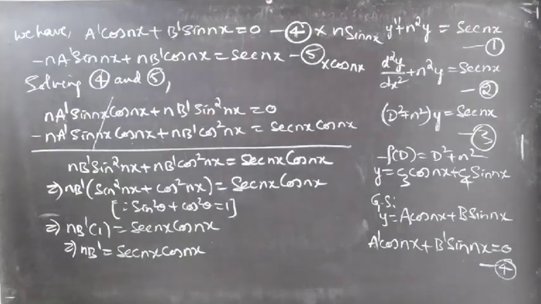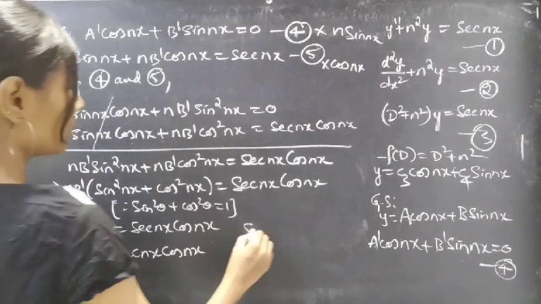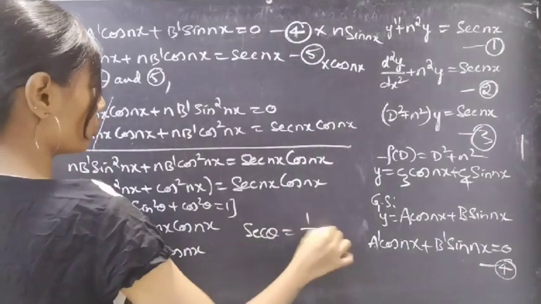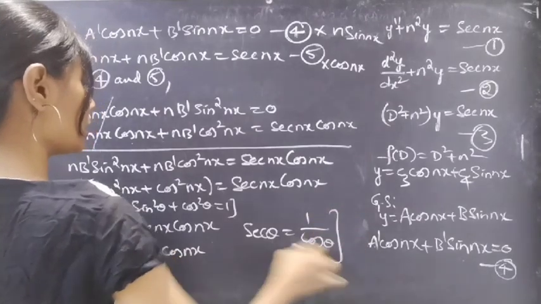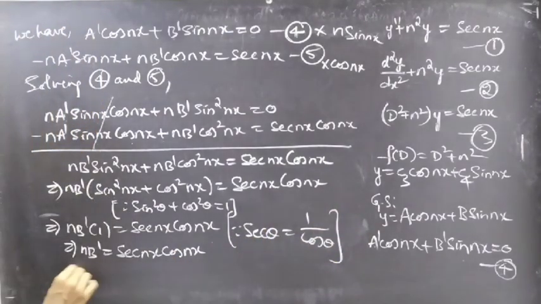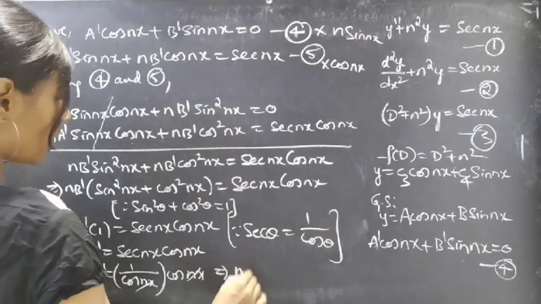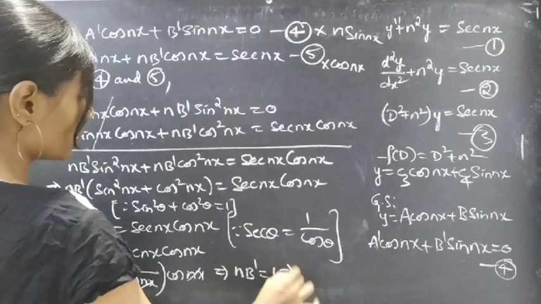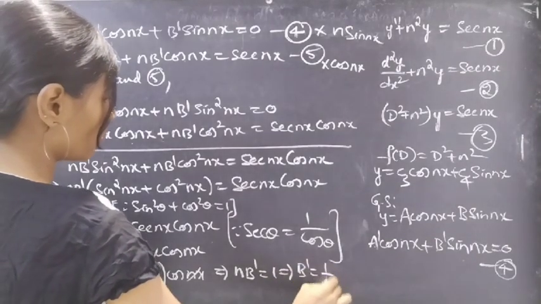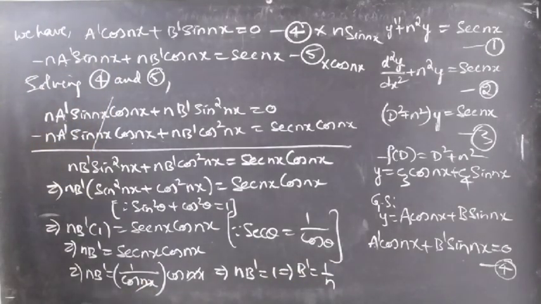We know that secant theta is the reciprocal of cos theta. So let's replace secant nx with the reciprocal of cos nx. Then we'll get n b dash equals 1 by cos nx into cos nx, where cos nx gets cancelled, and we'll get n b dash equal to 1. From this we'll get b dash equals 1 by n. Therefore b dash equals 1 by n.